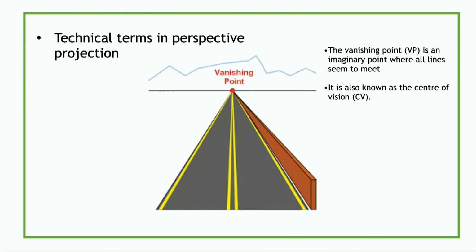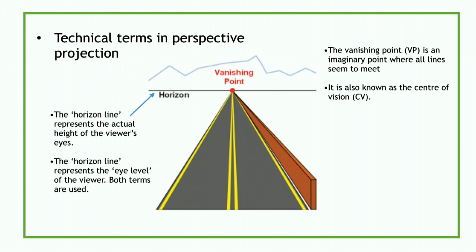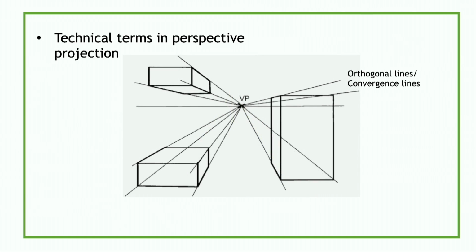The next term is horizon. The horizon line represents the actual height of the viewer's eyes. The horizon line represents the eye level of the viewer. Both of these terms, horizon line and eye level, are used. The next term we will look at is convergence lines or orthogonal lines. These are shown as such.